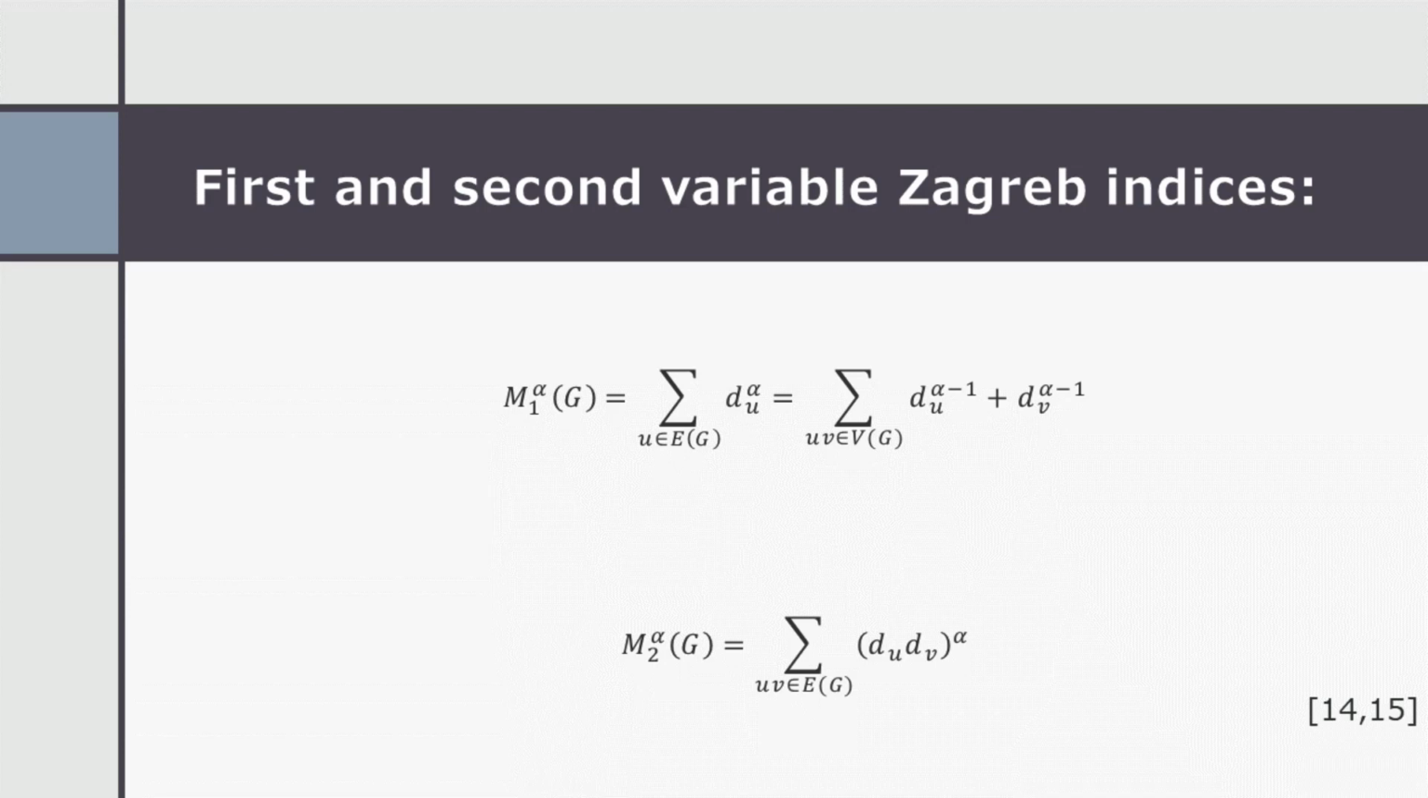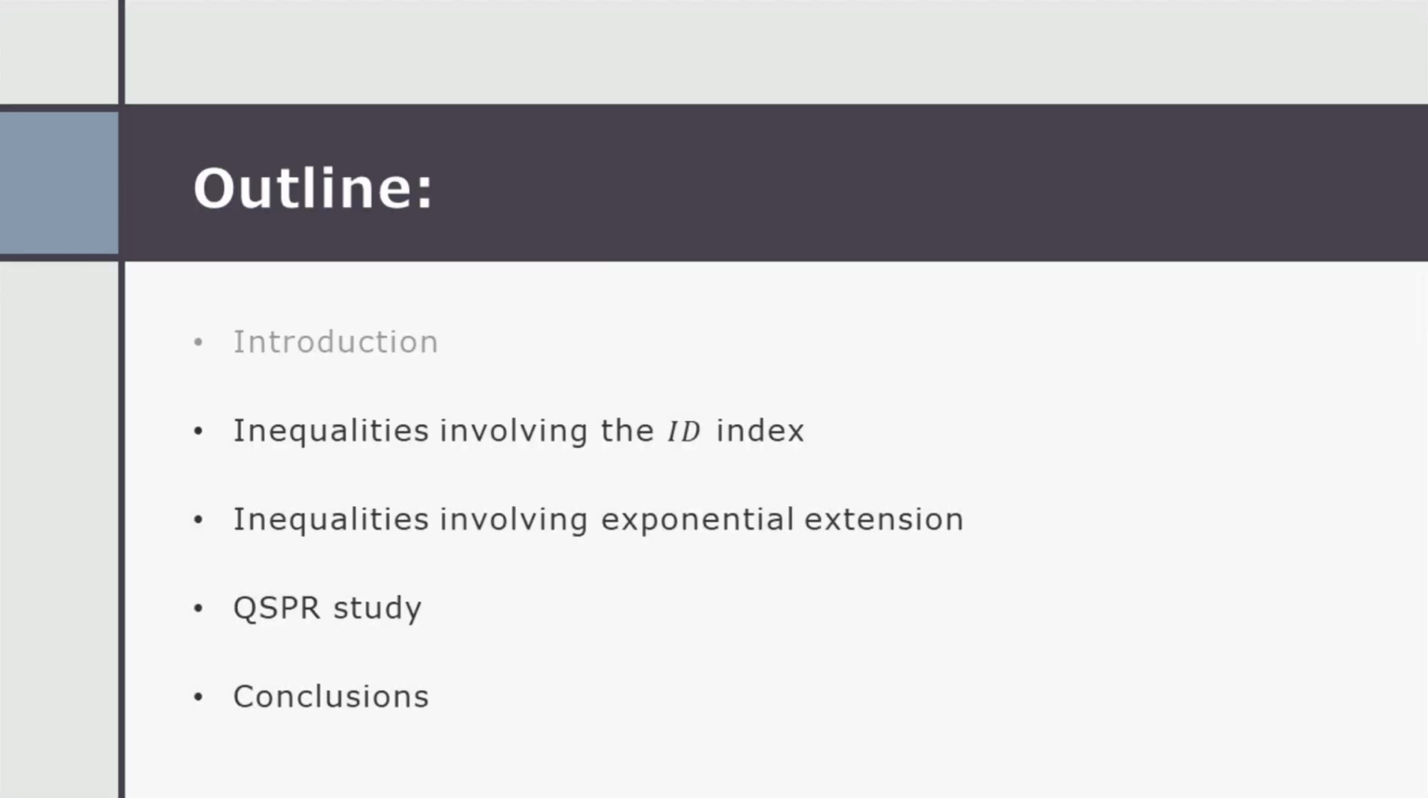First and second general Zagreb indices are introduced as these sums. Note that these indices generalize other important indices such as the aforementioned first and second usual Zagreb indices, the inverse degree index, the Randić index, etc. Let's start with the section, Inequalities involving the inverse degree index.